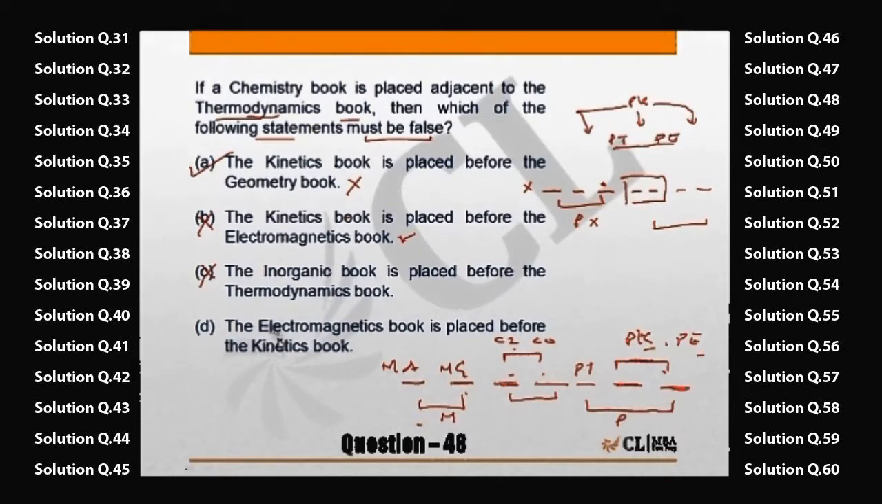Choice D, electromagnetic before kinetics. Electromagnetic book is placed before the kinetic book. This is the same as choice B. Choice B and D, both of them are similar, so both of them are incorrect. So the correct answer is choice A. Let's move to the next question now.